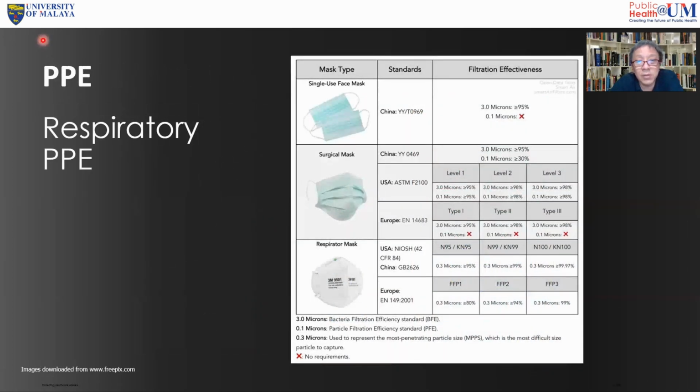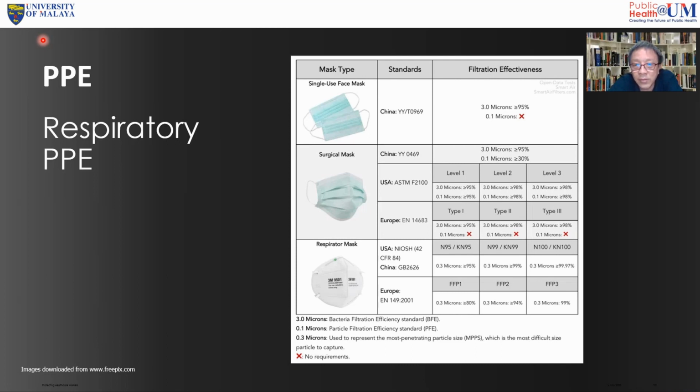So these are PPE for face masks. All right. So there are different kinds of PPE, with different needs and different standards. If you look at the US standard, there's ASTM standard for surgical mask, and the European standard EN 14683 for surgical mask. There's level 1, level 2, level 3, type 1, type 2, type 3. For normal use outside clinical setting, level 1 and type 1 is adequate. But for clinical setting, we need at least level 2 and level 3.